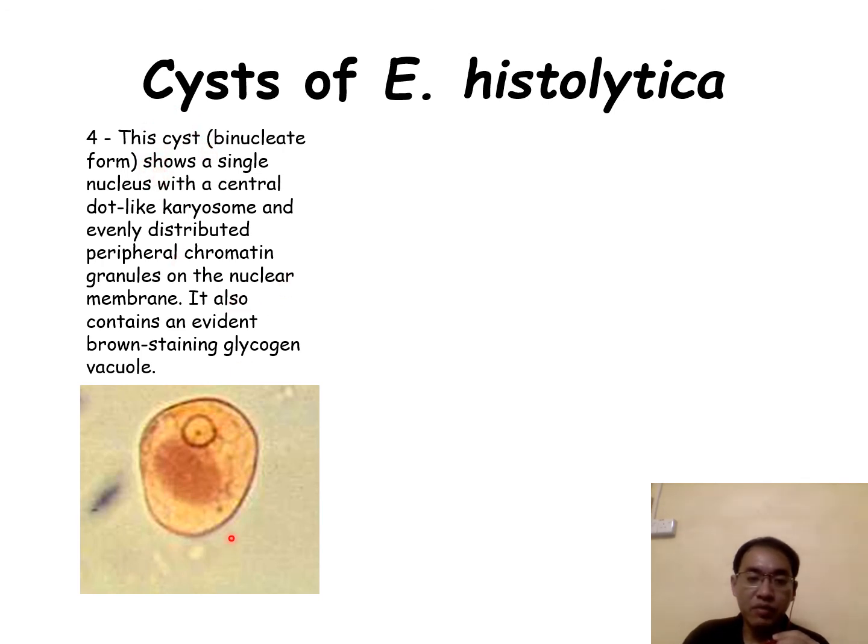Okay, these are beautiful samples because they are quite intact. The cyst is usually round, but if we use any staining solution, it might distort the morphology of the cyst. So we can see here, the brownish things are the glycogen vacuoles, and this is the nucleus with central karyosome.